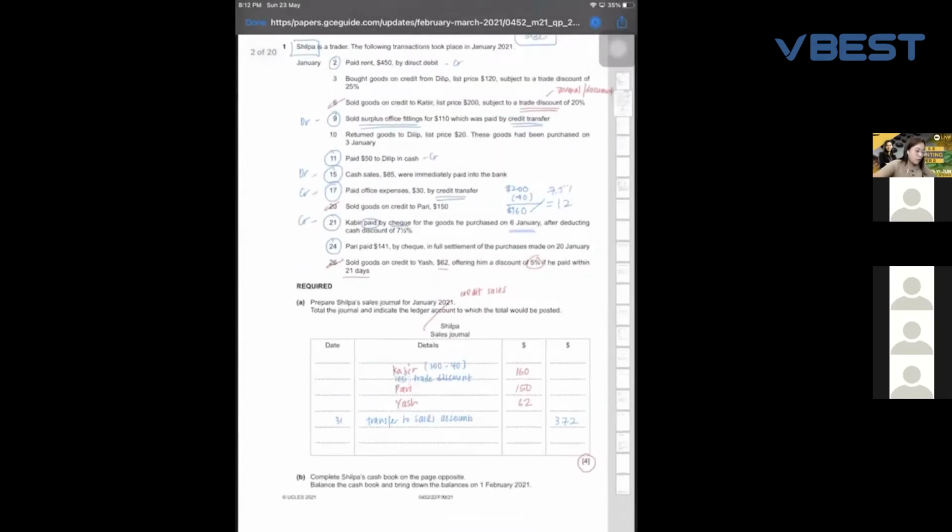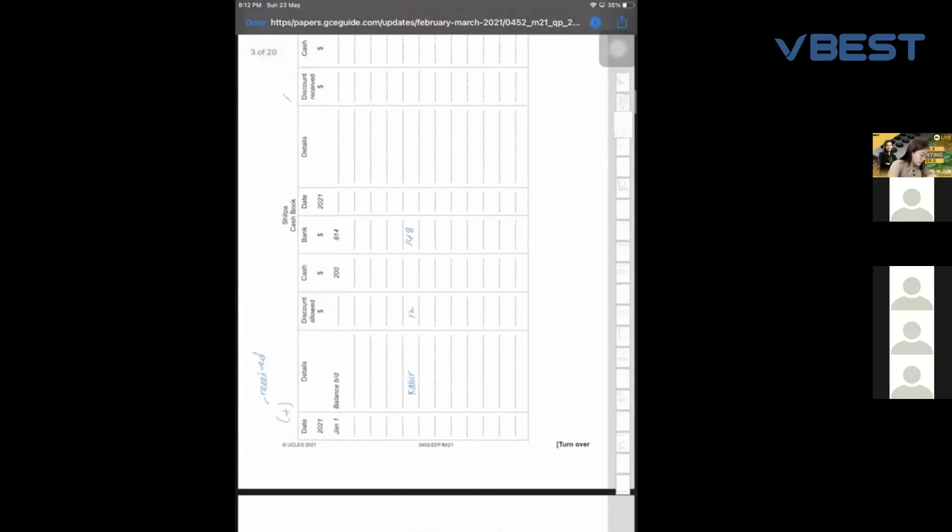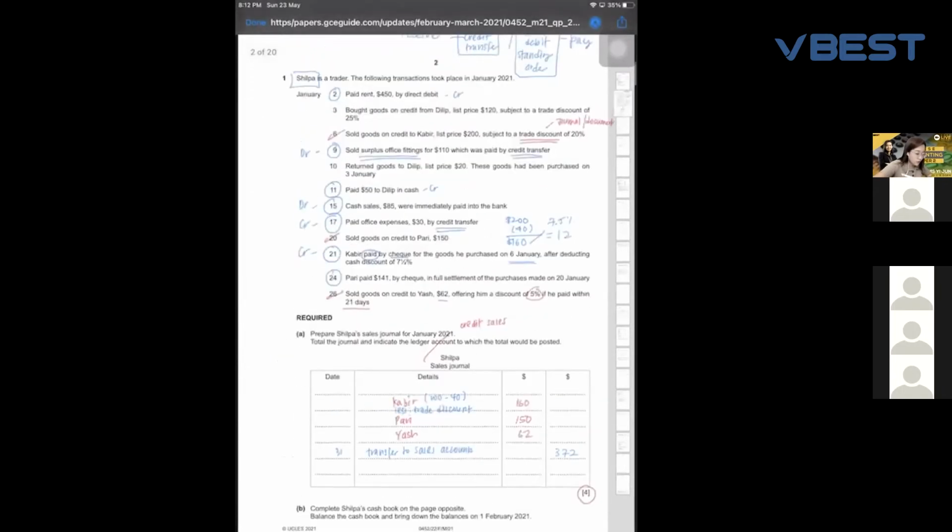Okay, 24. A lot of students, for 24, say, oh, Pari pays by check 141. So a lot of students just write this one, Pari 141, and then they stop right there. But guys, a lot of you didn't read the question. Full settlement of the purchase made on 20 January.